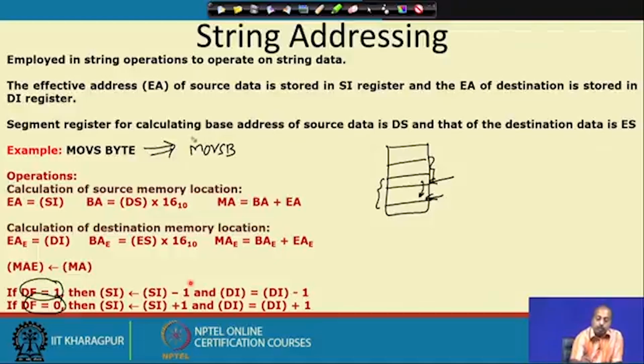So, before calling MOVSB, if I say MOV CX, 100, that means the CX register will have the value 100. In that case 100 bytes of data will be copied from source to destination, and after every copy the SI and DI registers will be updated to point to the next byte, and the CX register value will be decremented to see whether the 100 byte transfer is over or not. When it is done, it will come out of this MOVSB instruction.